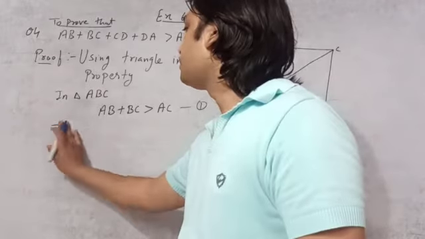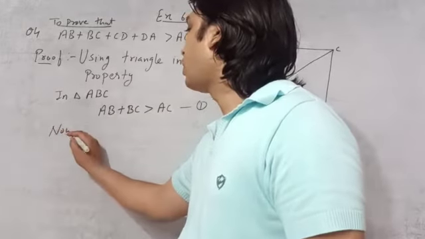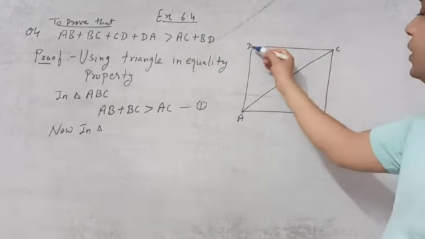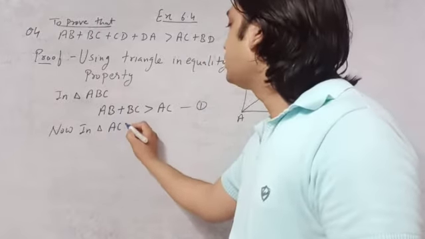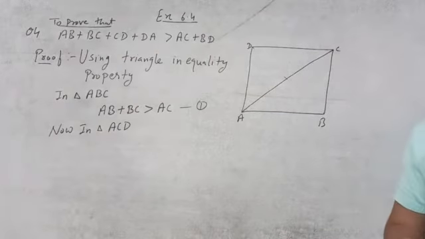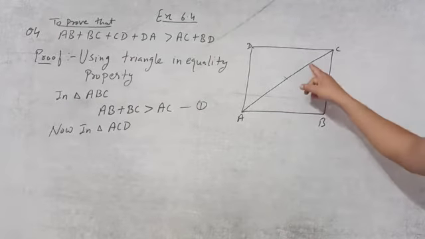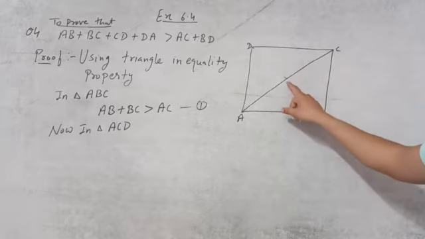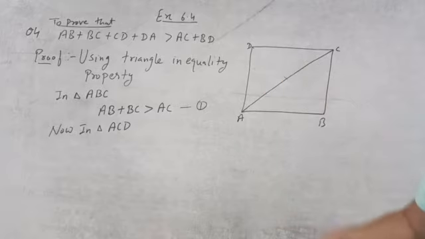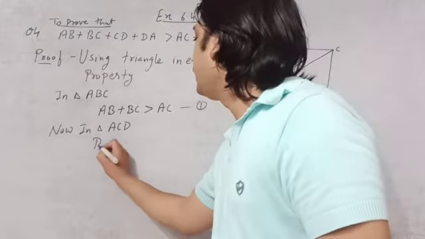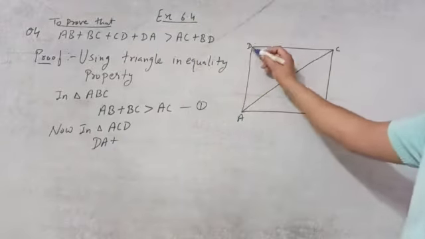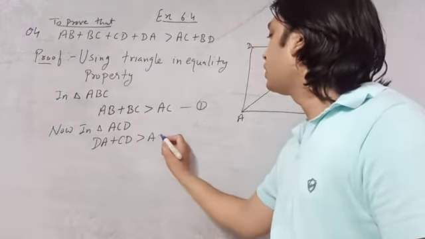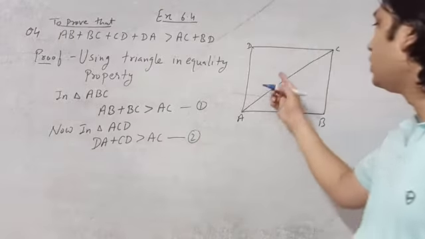Now in triangle, we will take this triangle ACD. So in triangle ACD, now we will not write all the three conditions. We will understand here, we need this AC after greater than. So when we add these two, it will come greater than the third side. So we will write this, that DA plus CD is greater than AC. This is our equation number second.